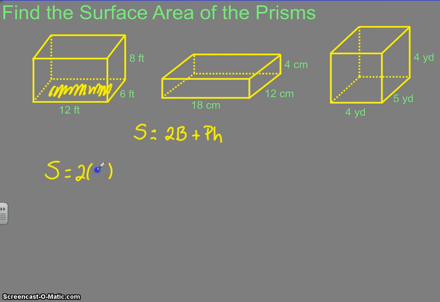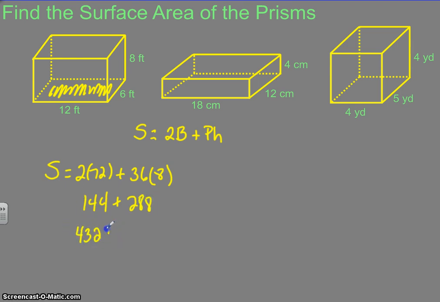12 times 6, which is 72. Okay, plus now I need to know the perimeter of that same thing, the perimeter of the base. Well, it's 12. There's 4 sides to this, so it's 12 plus 12, which is 24, 6 plus 6, which is 12, 12 plus 24 is 36. So the perimeter of this rectangle is 36, times the height of the entire thing is 8. Now, all I need to do is solve this, so I'm going to multiply 2 times 72. That is going to give me 144. Then 36 times 8, that's going to give me 288. And if I add those together, that gives me 432.